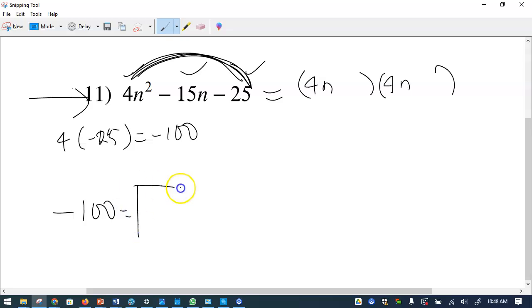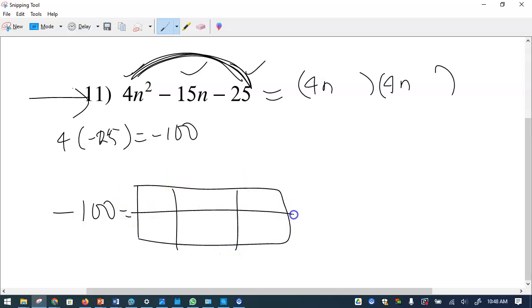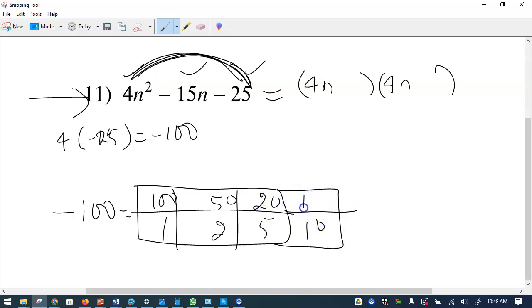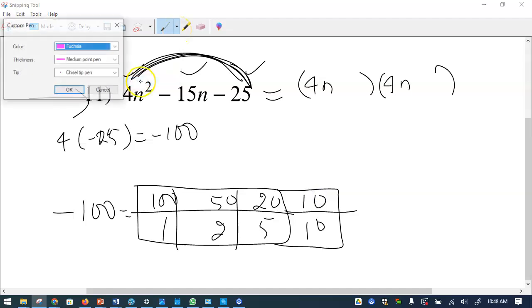So you want to make a box. What are the two numbers that multiply to get it? 1 times 100 is 100. 2 times 50 also is 100. 5 times 20 is 100. And 10 times 10 also is 100. So these are the options, right? Among these, which ones subtract?